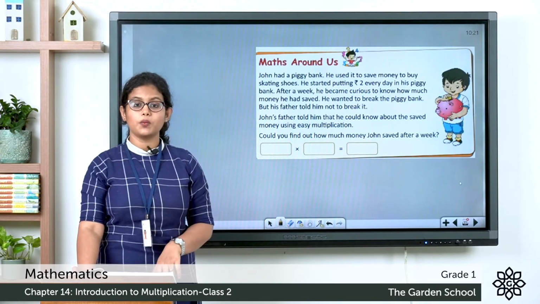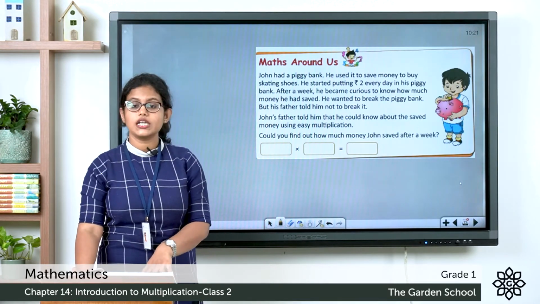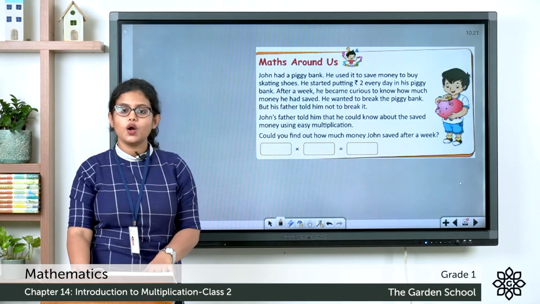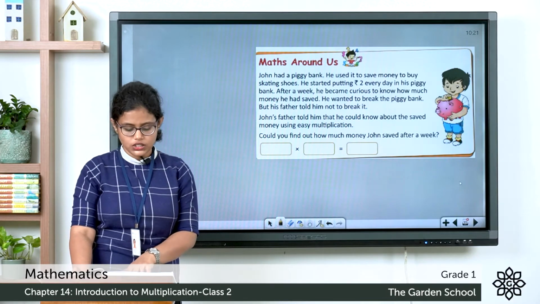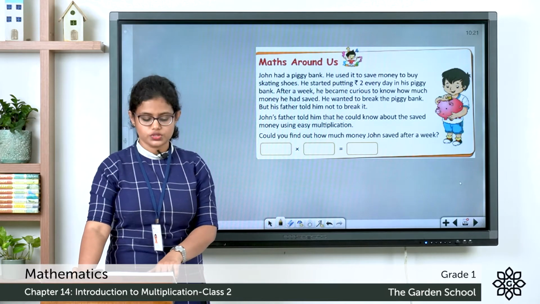You can take page number 186. Let's read this. John had a piggy bank. He used it to save money to buy skating shoes.